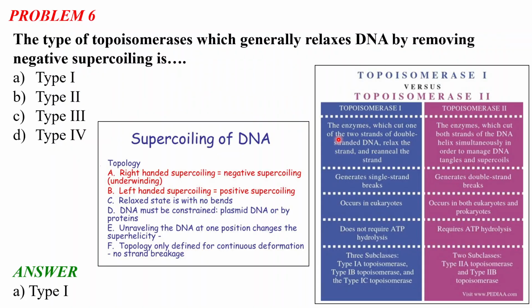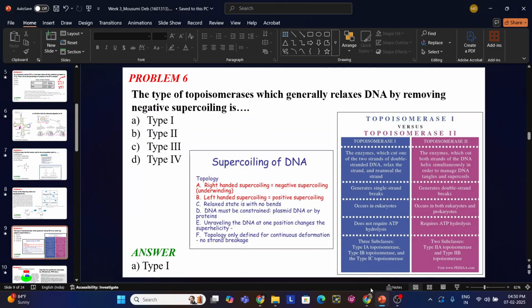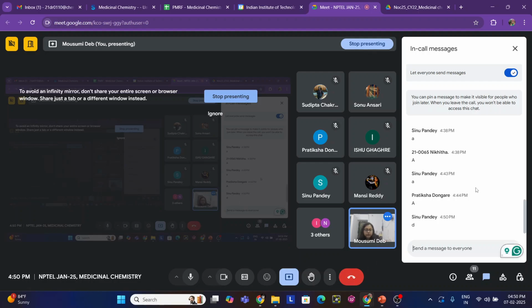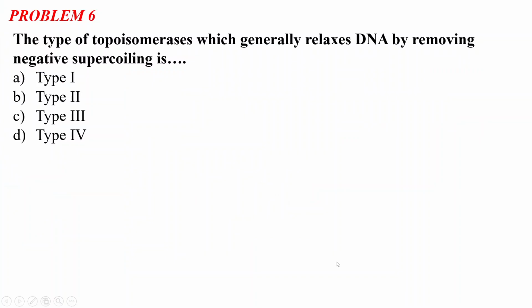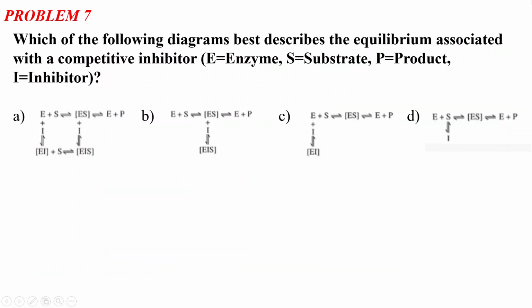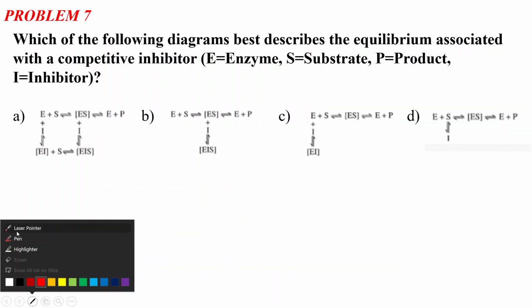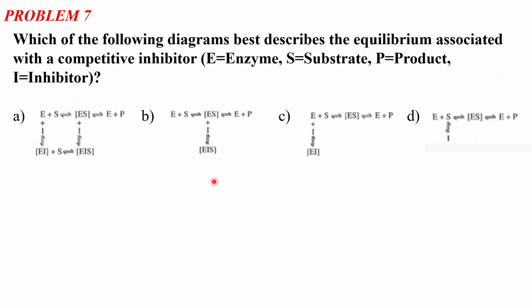Let me check the chat box. So I have received, I think, only one answer for this question, which says it's number D. Let me check if number D is the correct answer for this problem. The diagram which best describes the equilibrium associated with a competitive inhibitor is number C. Okay, number C is the correct answer. So here the enzyme is in equilibrium with the inhibitor, which forms an enzyme inhibitor complex, just the same as the enzyme substrate complex.